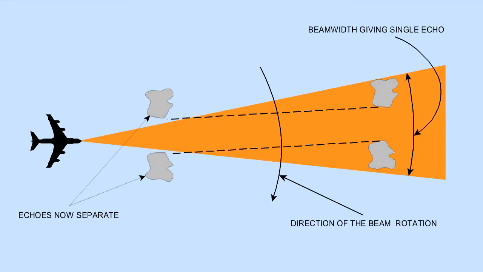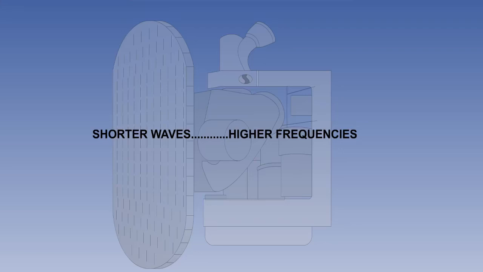It is desirable to have as narrow a beam as possible for better definition. For example, to distinguish between two cumulonimbus clouds. Narrow beams are produced by having larger antennae, but as this is not possible on an aircraft, shorter wavelengths or higher frequencies have to be used instead.